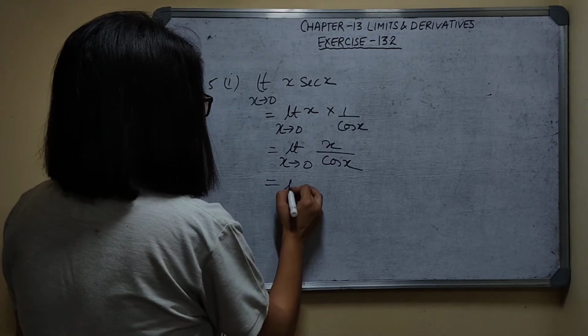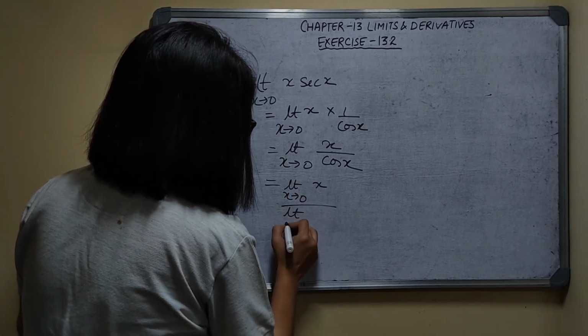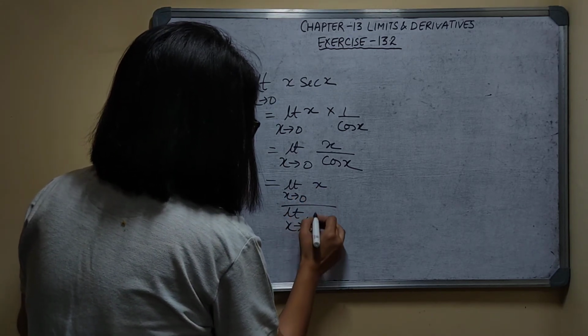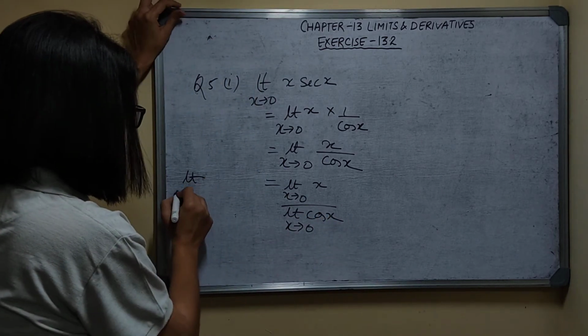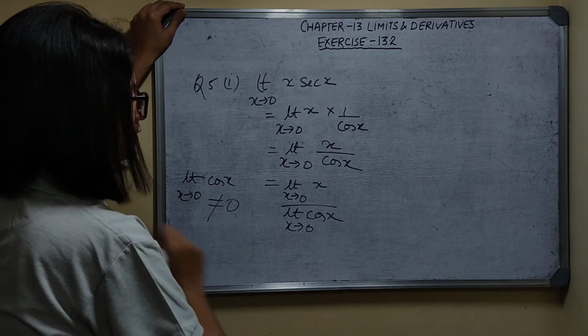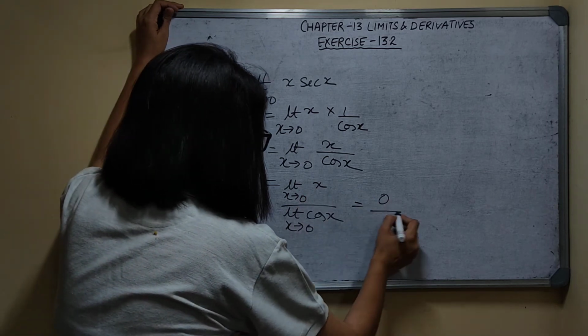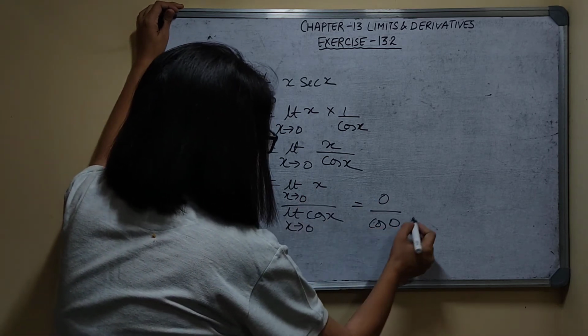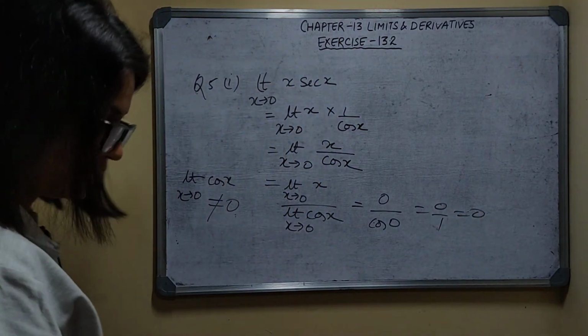That's why I can write limit x tends to 0, x upon limit x tends to 0, cos x, because limit x tends to 0, cos x is not equal to 0. Is it clear? So limit x tends to 0, x is 0, and here cos 0 is 1. So 0 upon 1. Answer is 0. Is it clear?